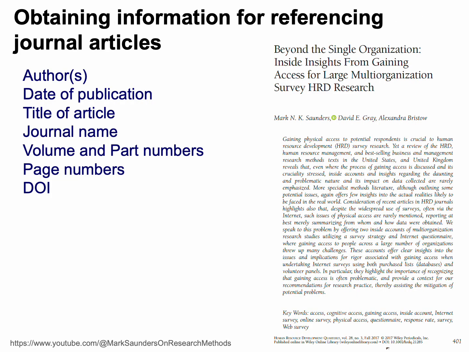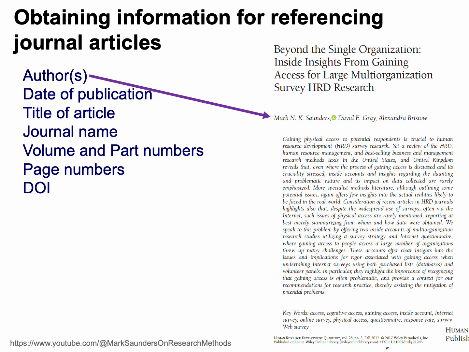The crucial thing is knowing where to find the information for referencing journal articles in the list of references at the end. So what I've done here is I've taken a screenshot of the first page of one of the journal articles I wrote a few years ago. And so the information we need is listed down the left-hand side. Author or authors, date of publication, title of the article, the journal name, the volume and part numbers of the journal, the page numbers, and we may or may not need the DOI, so I've put that in there just in case. The authors are pretty much normally listed under the title, so we can see that there.